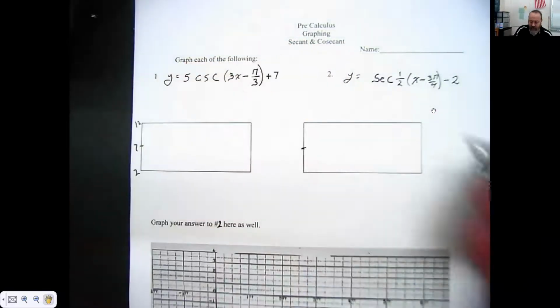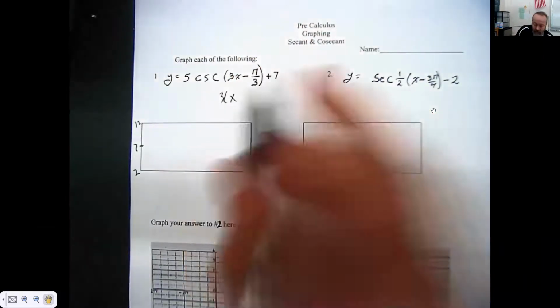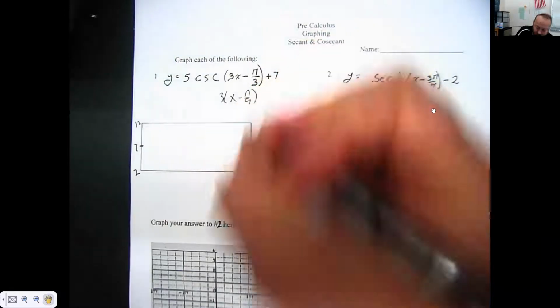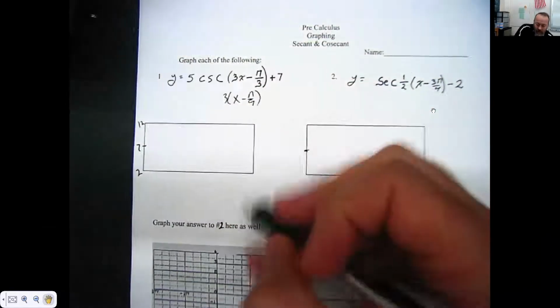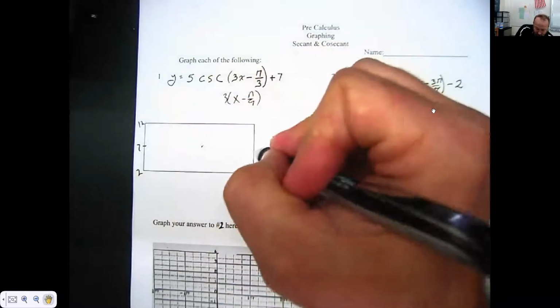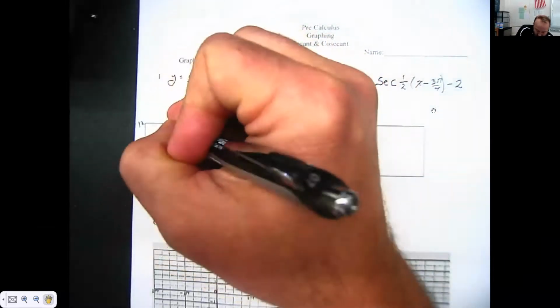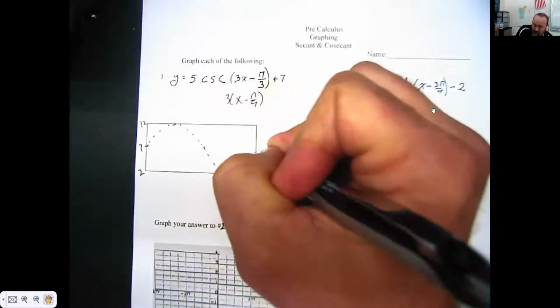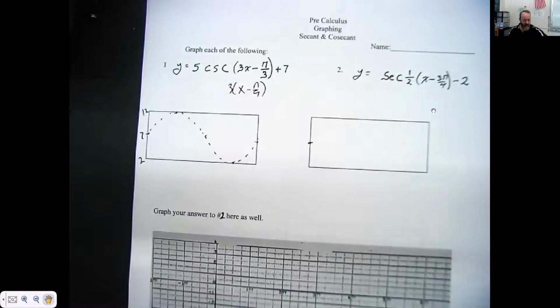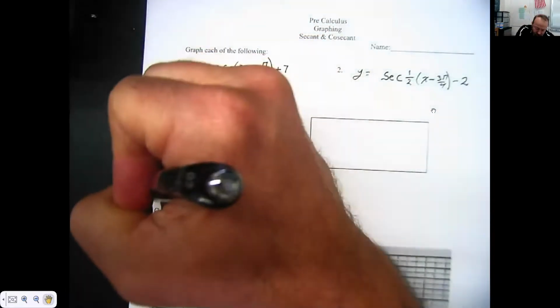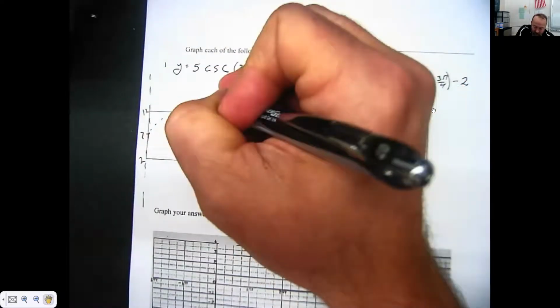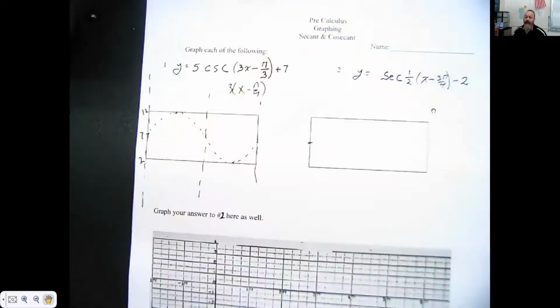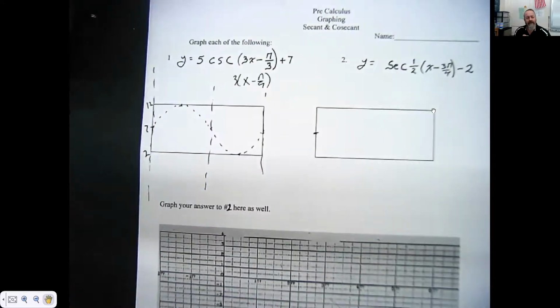Now again, this first example should be fairly nice. We don't like to have anything attached to x, so I factored that out, and I have pi over 9. So a standard sine wave should fit inside here. Now keep in mind, I'm not graphing the sine, I'm graphing the cosecant. So that's why I made the sine wave dotted, because that's there simply for reference sake, just to help me out. That's going to put an asymptote at the left side, the right side, and right in the middle, because remember, the asymptotes will happen wherever your original graph hits 0.